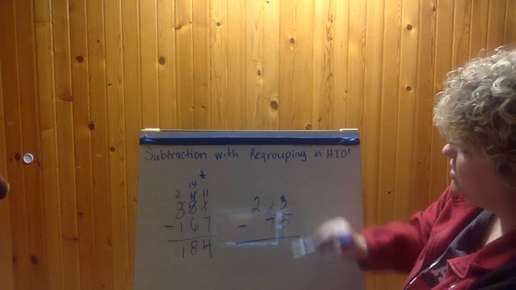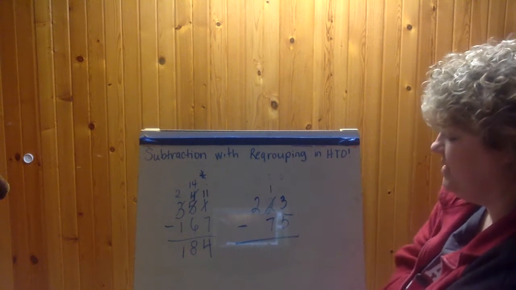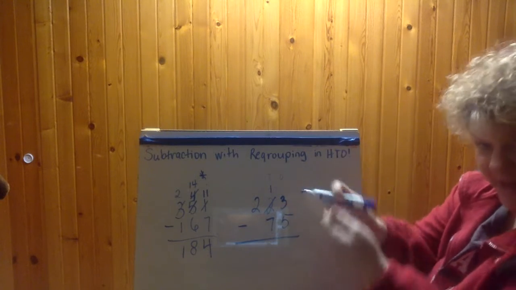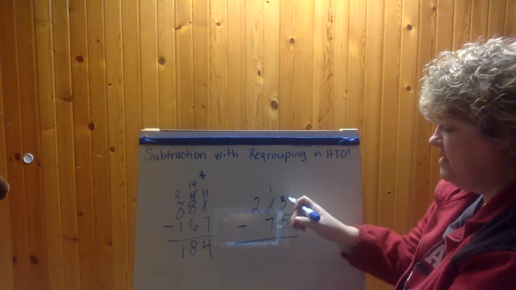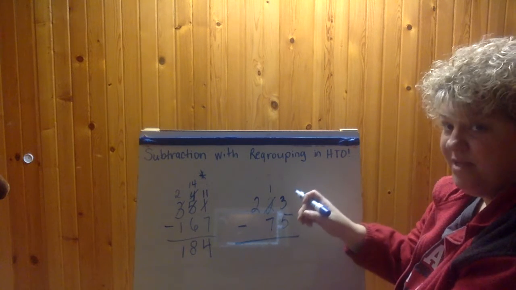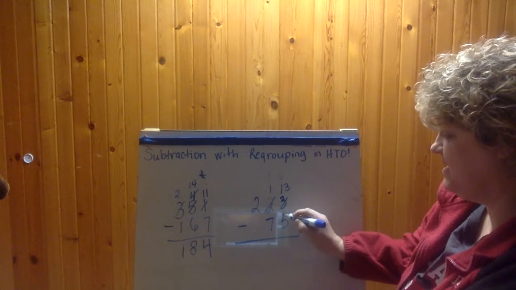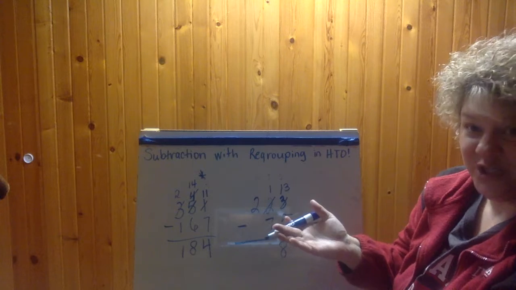So we go to the 2. We're going to take one group of 10 away, and we're going to make that a 1. We're going to regroup it then. That group of 10, we're going to break it apart, and we make that 10 ones plus 3 ones. So 10 plus 3 equals 13. That 13 minus 5 equals 8. 1 minus 7, we can't do again.